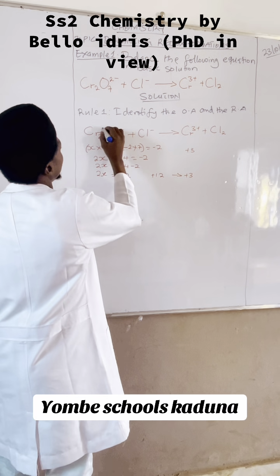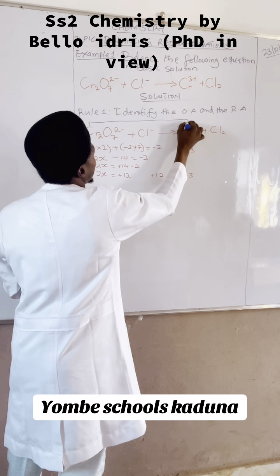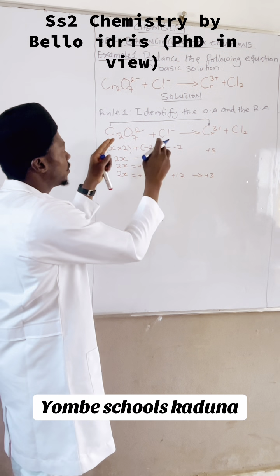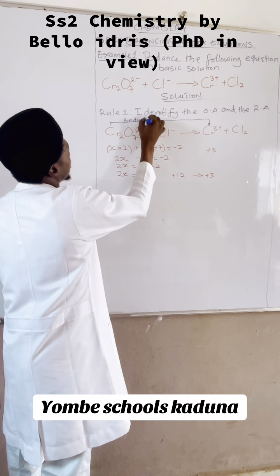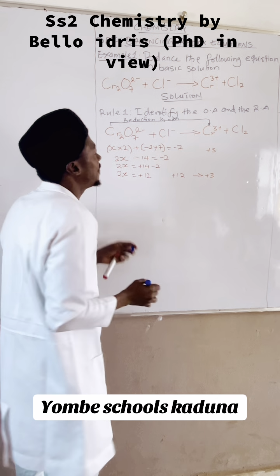Now you draw your arrow. That means there is a decrease in oxidation number, so this is a reduction reaction. So you now write: reduction half reaction.